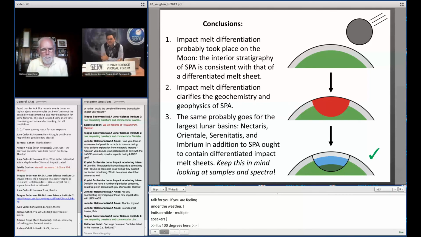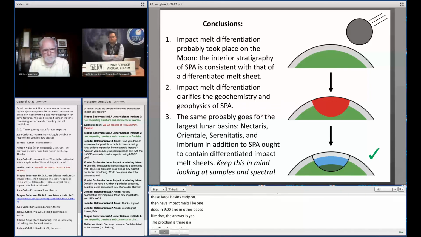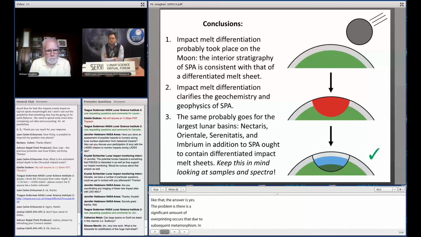Catherine asks, can large basins on Earth be dated in this manner, i.e. Sudbury crater? Let's see, I think if you've managed not to overprint these large basins early on, and have impact melts like one does in Manicouagan and other basins like that, I think the answer is yes. The problem really is that there's a significant amount of overprinting that occurs due to subsequent metamorphism, et cetera. But in principle, it should not be a problem.